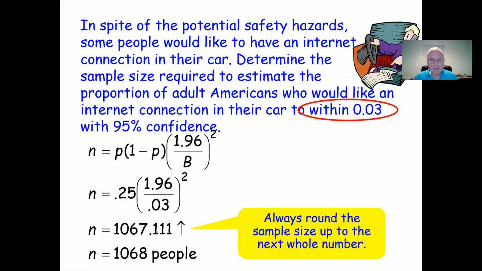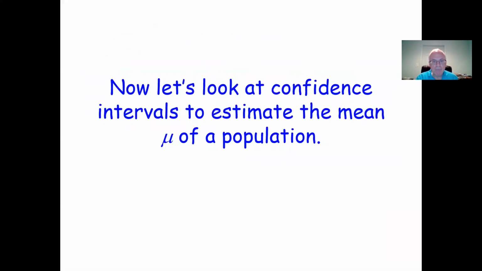So what did we just find? We just found that if we wanted to determine the minimum number of people to interview for this survey, the minimum number, it would be 1,068, based on the idea that we want a 95% level of confidence, and we want our margin of error to be 0.03. Now, of course, we could survey more than 1,068 people, but this is the minimum amount. So we don't want to interview fewer than 1,068 people.